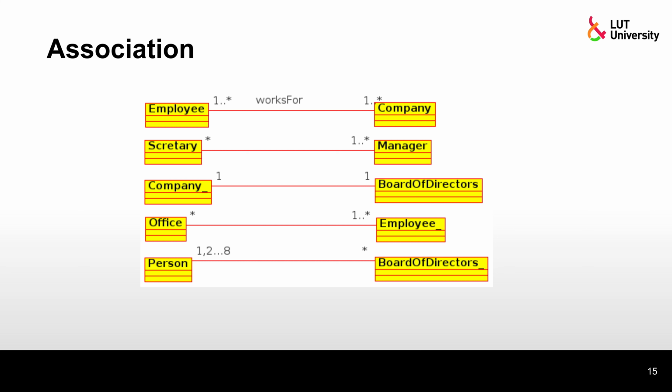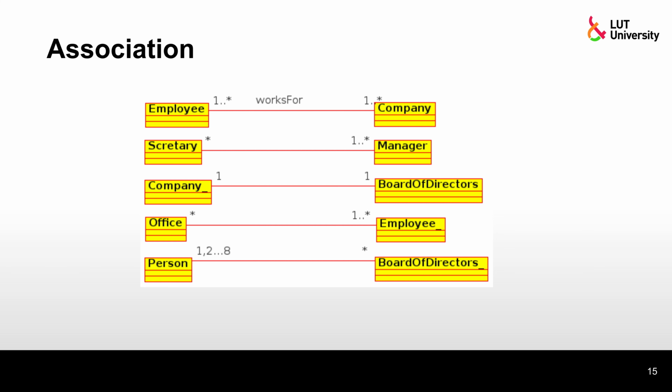And then a company will have a board of directors, and the board of directors can work in only one company. So the exact board of directors will not work for any other companies, and the company will have only one board of directors. Then we have this office space, some kind of a room or something else, and the office space will have one to infinite employees. That's fine. There is a workforce working in an office, and the employee can be part of zero offices or ten offices or anything like that. And then one person can be on several boards of directors.